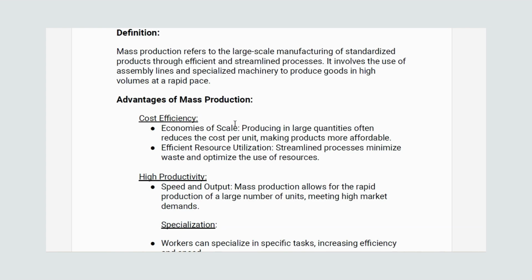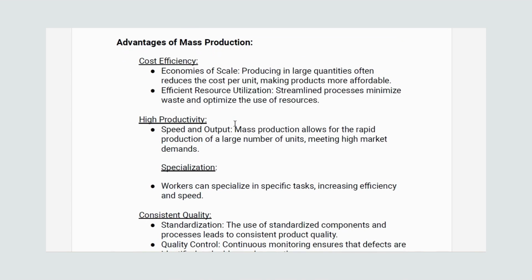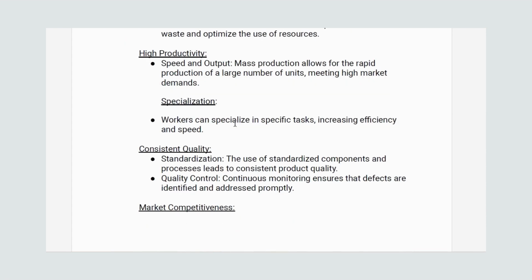As well, there is high productivity, right? Mass production allows for the rapid production of a large number of units, meeting high market demands. Also, workers can specialize in specific tasks, increasing their efficiency and speed.